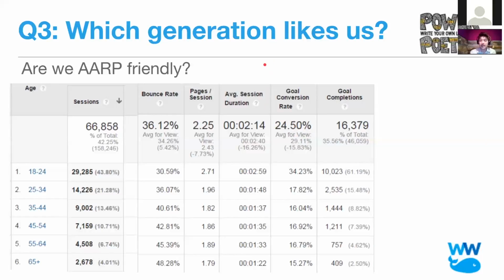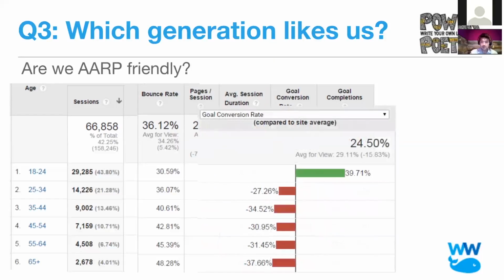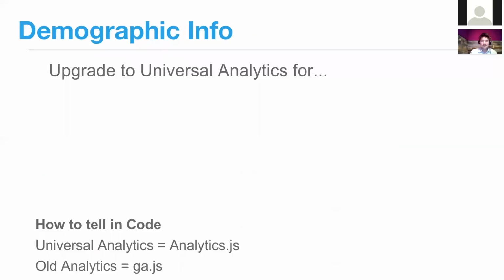So the question is, are we AARP friendly? And in this case, hopefully you're able to look at some of this data and realize, and I'll do it a different way when I just look at goal conversion rate, that no, old people do not like us. In fact, once you get out onto that long tail there, if you're over 55, you're really not converting very well at all. But that's fine, because Power Poetry is a teen poetry site. So we expect to see this. We're thrilled. That's awesome.